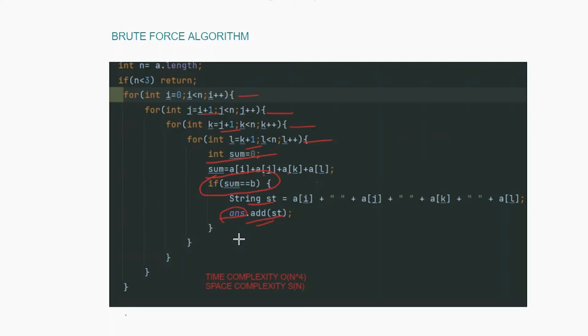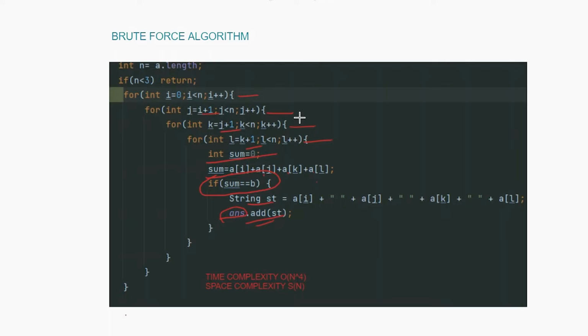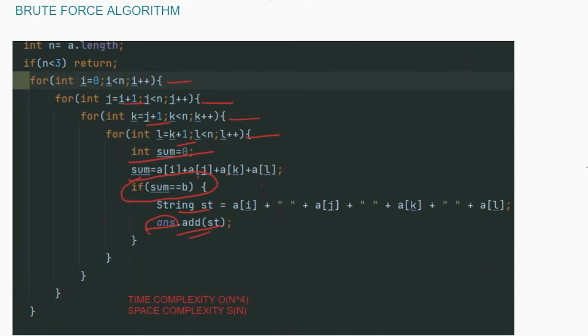Thinking about the alternative approach, we can use a hash map. Before using the hash map, I will just give an introduction to how it works. A hash map is a key-value concept, so we can easily search for elements in the hash map with the help of the key.